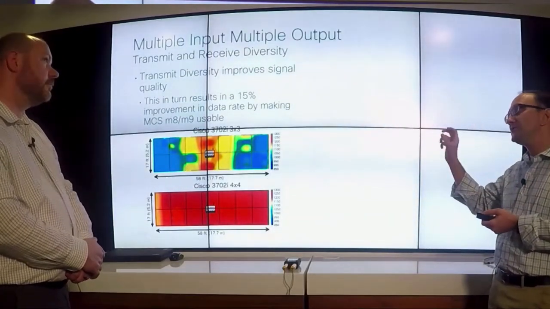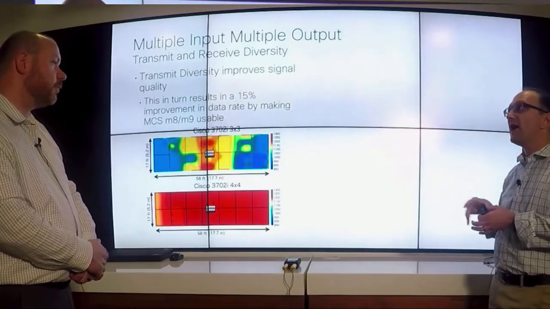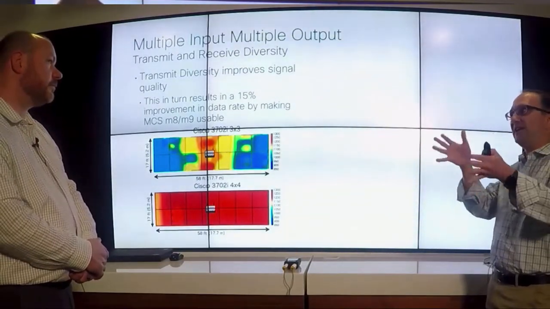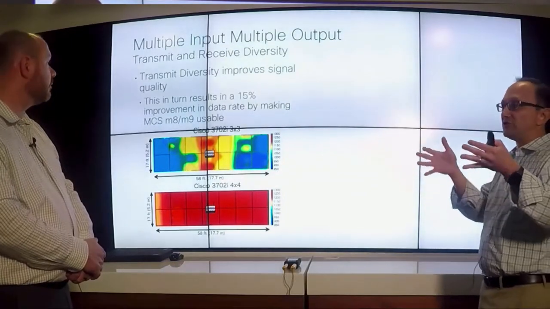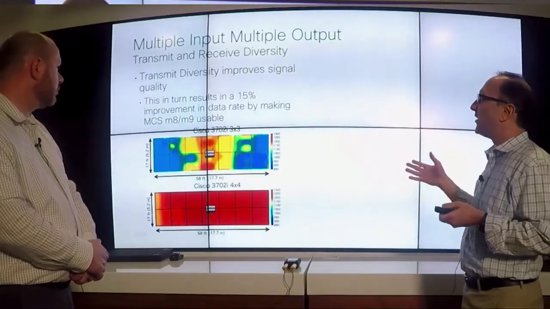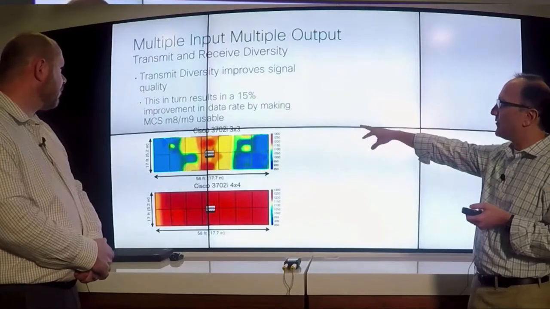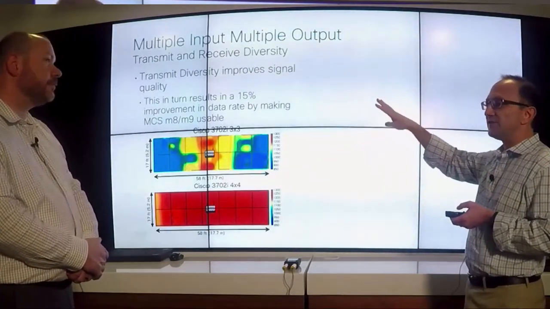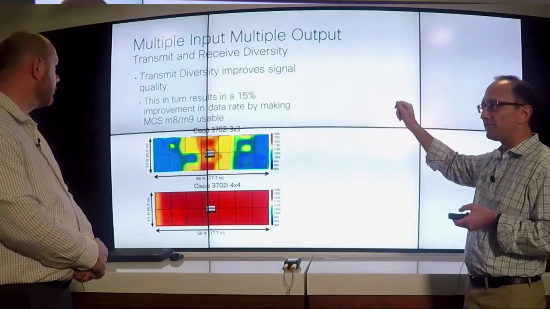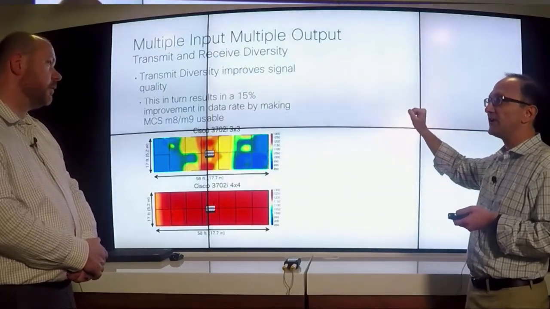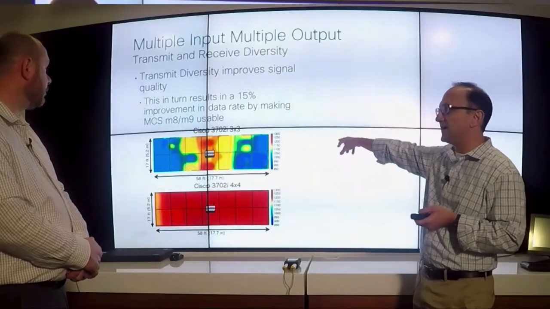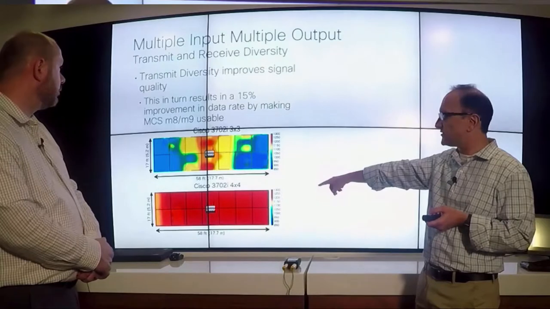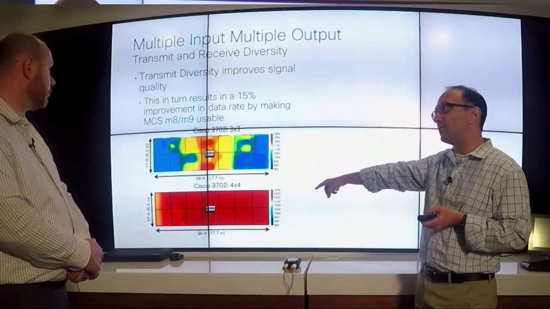The idea of transmit and receive diversity. This is interesting when you look at how many antennas, transmitters, and receivers I have in my system. On the top, we basically have our 3700, which is a 4x4 system, but we've turned off one of the transmitters. And what you can see here is my coverage is pretty spotty. You can see it's much cleaner when I look down at the 4x4.